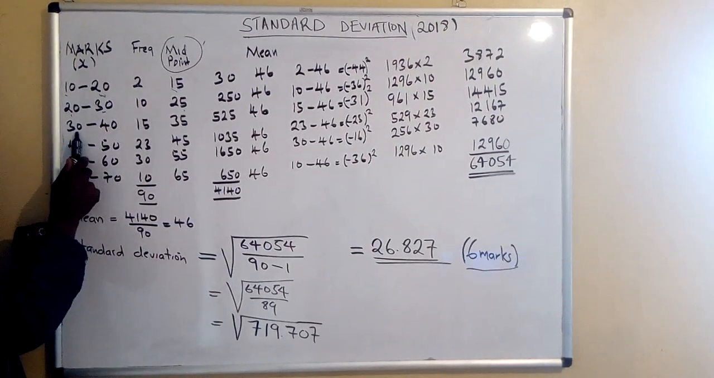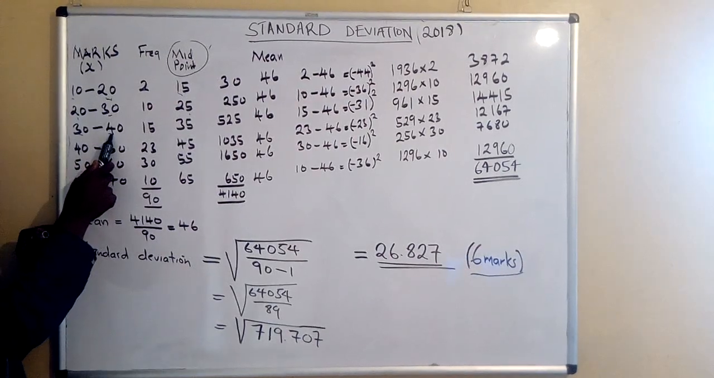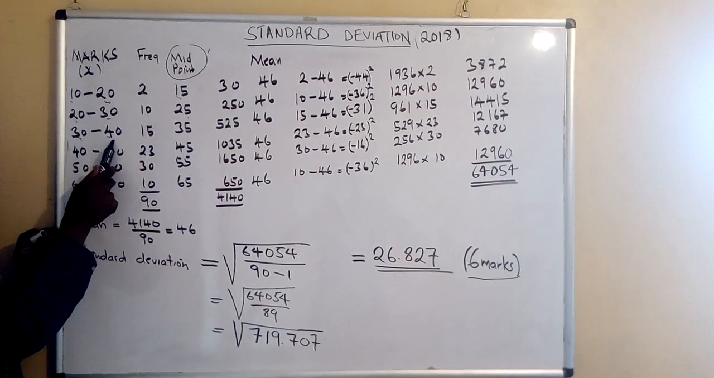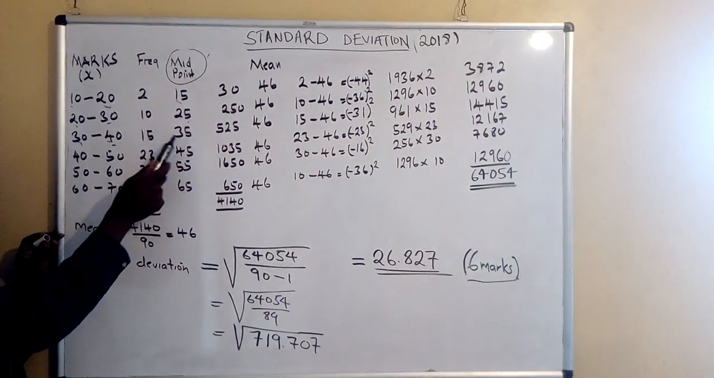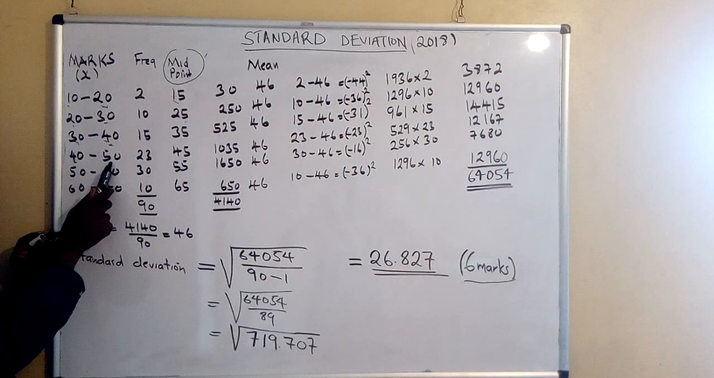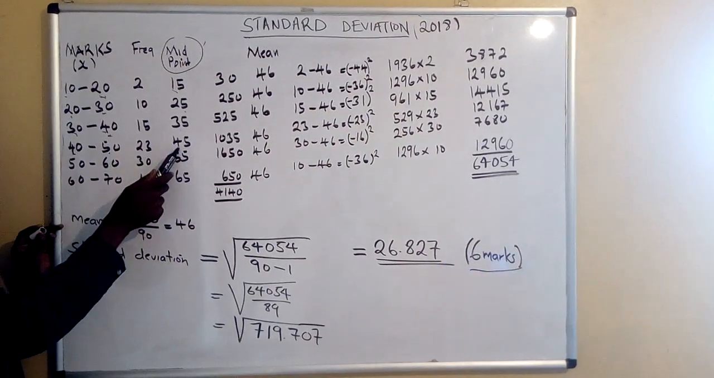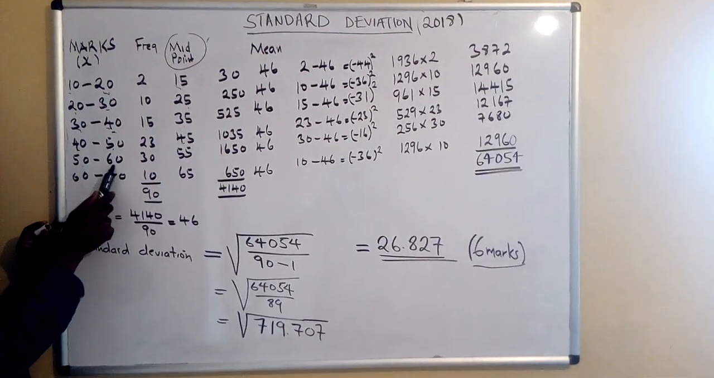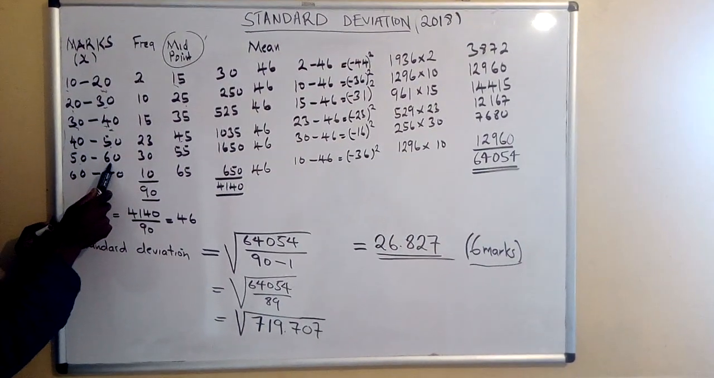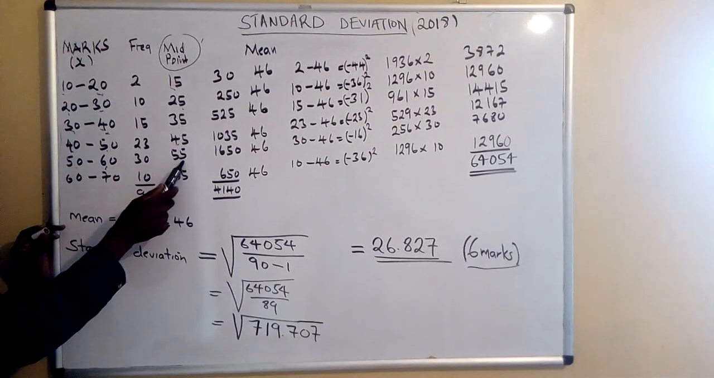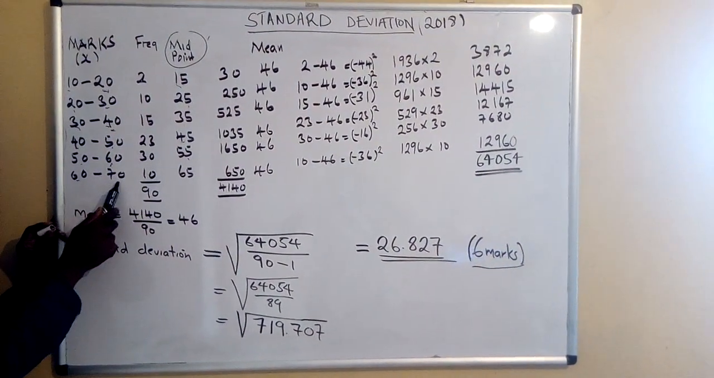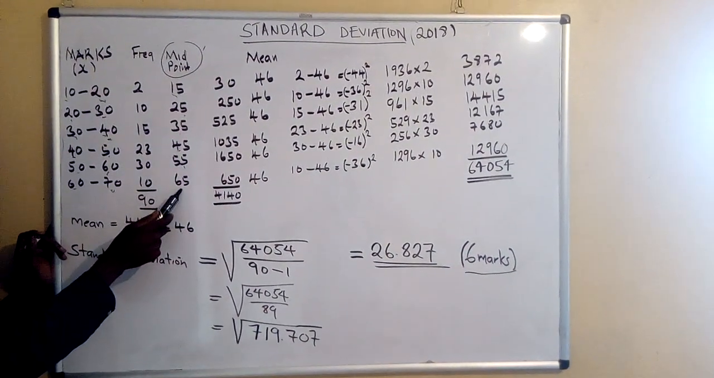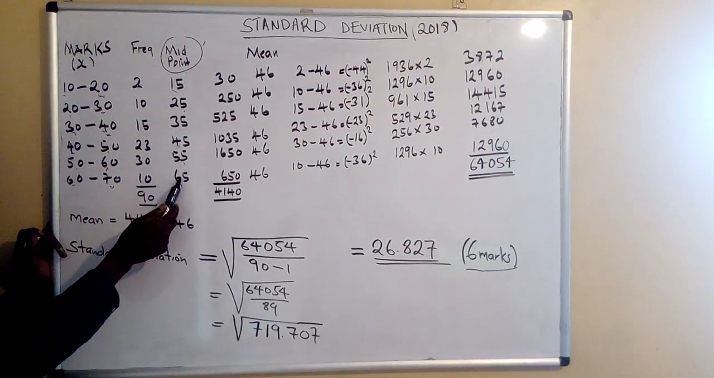Proceeding to this one, 30 and 40, the midpoint is 30 plus 40, which gives us 70, we divide by 2, gives us 35. Let's proceed to 40 plus 50, gives us 90, we divide by 2, 45. 50 and 60, we add them, they give us 110, we divide by 2, gives us 55. 60 plus 70 gives us 130. We divide by 2, it gives us 65. So we've now found the midpoints.